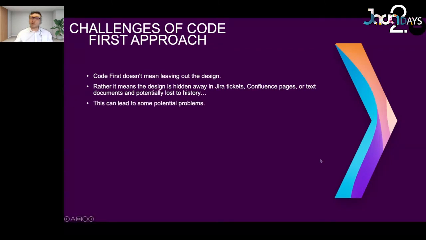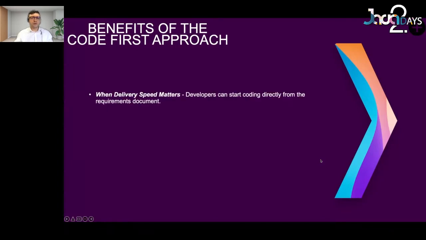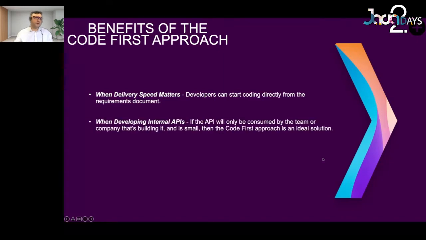This can lead to some potential problems, though. You can have frustrated users, you can build the wrong thing, you can miss opportunities if no one knows about your API and you don't have any documentation. So now let's look at some good use cases of the code-first approach. When delivery speed matters, so you can start coding right away, which obviously speeds up development, and when developing internal APIs.